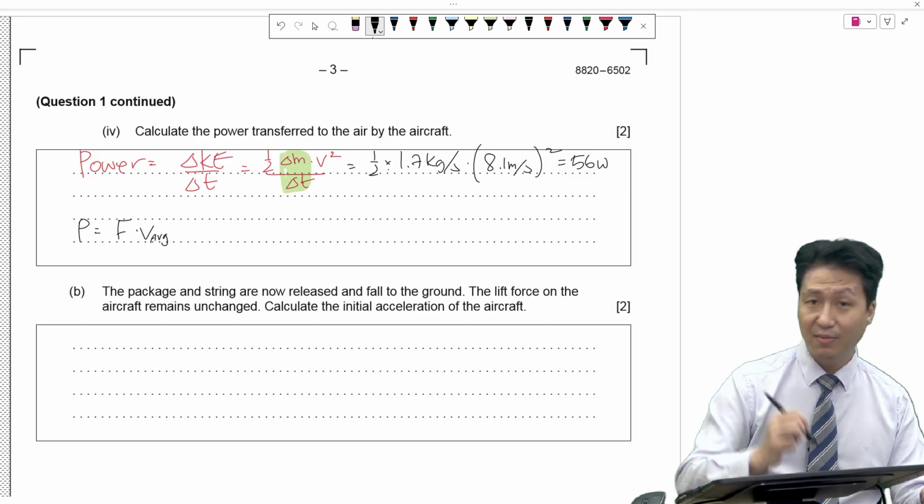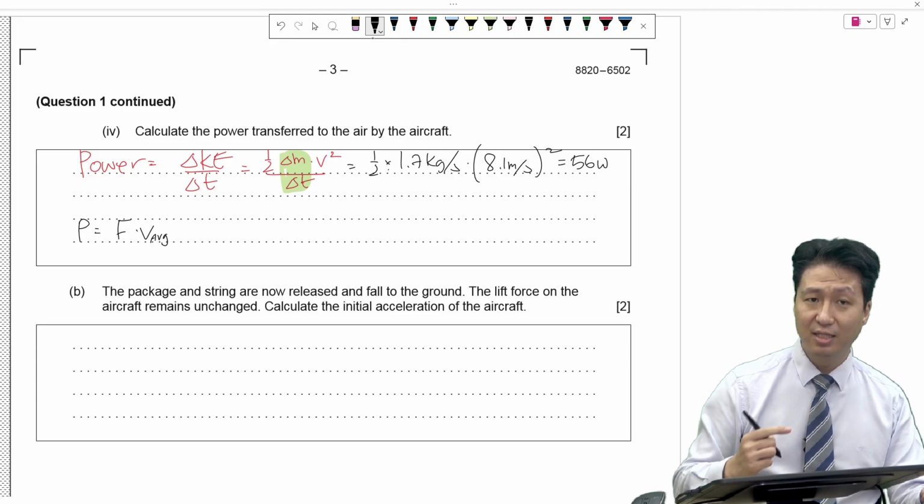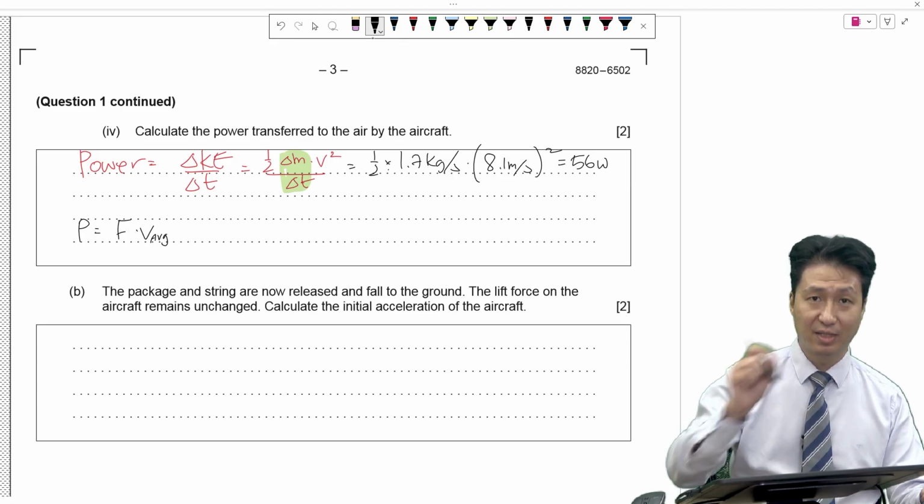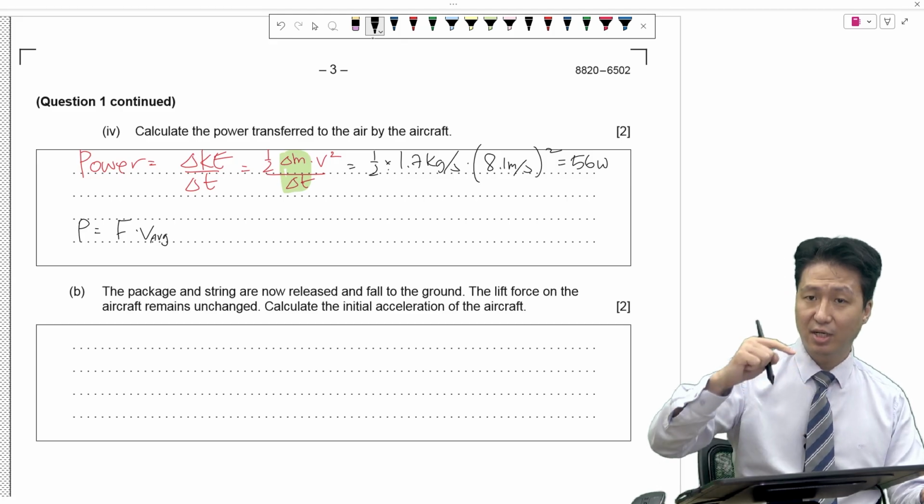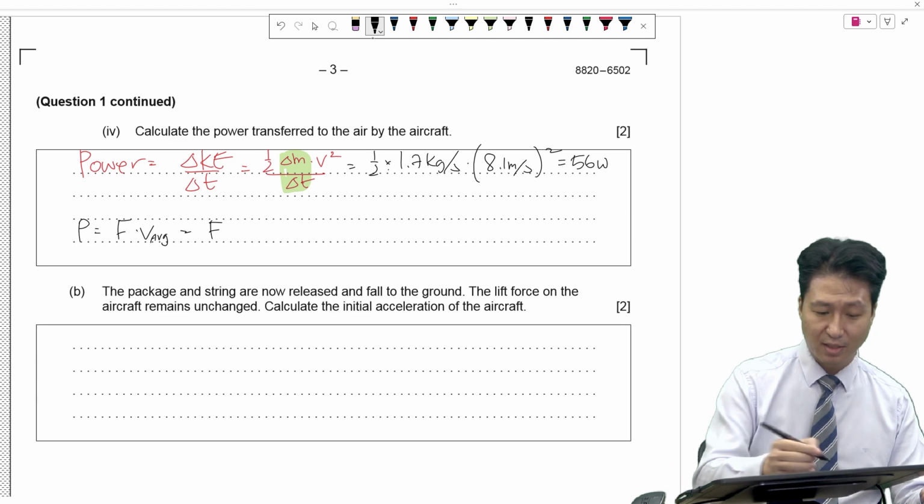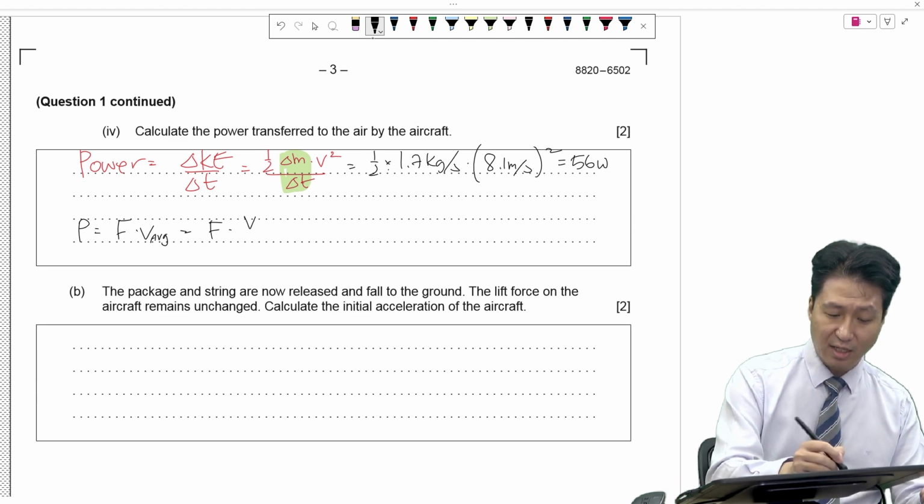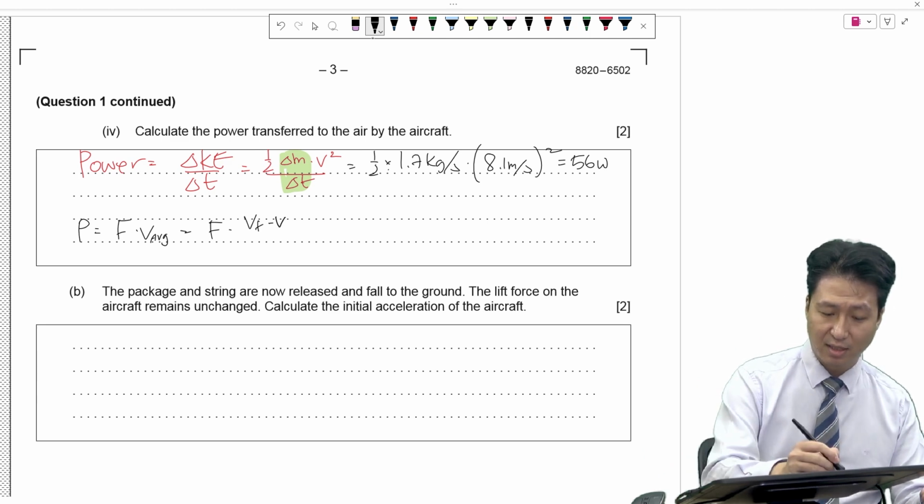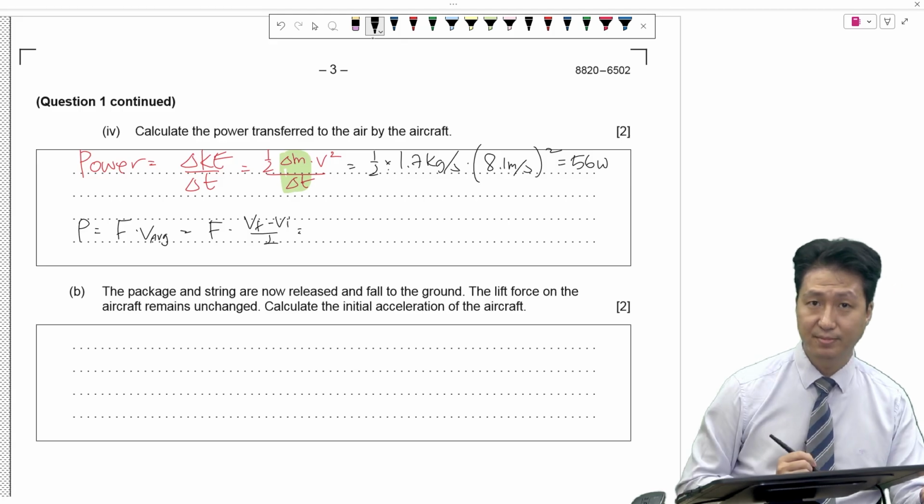Because this velocity of 8.1 meters per second is not the same velocity as in the beginning. The air is not always the same velocity. To get the average, you have to get the final velocity minus the initial velocity divided by 2.